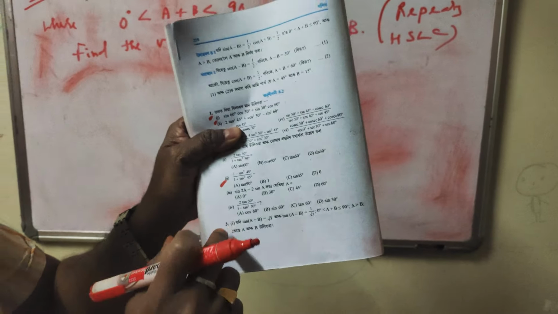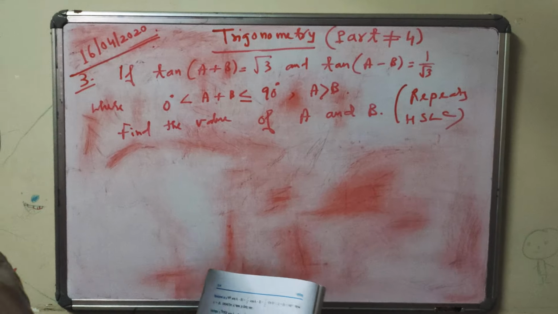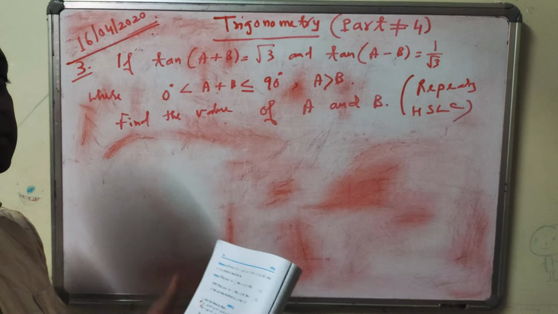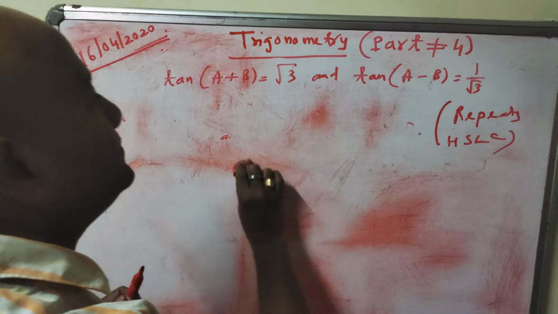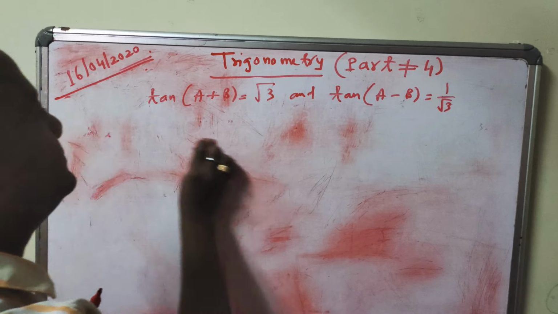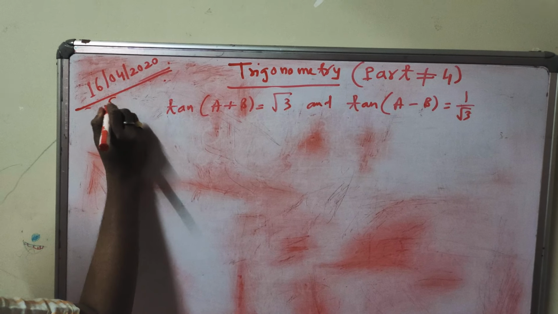I am going to show you this sum, and either this or this generally repeats in the final exam, and it's very important for this year also. Now you see, while doing the sum, two constants are given, tan(a plus b) and tan(a minus b) are given. You simply write the solution.